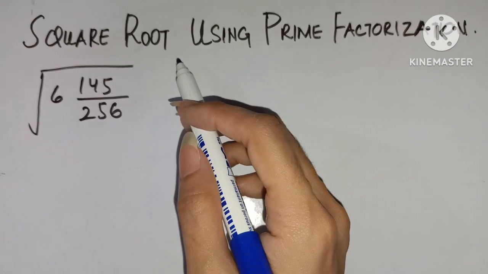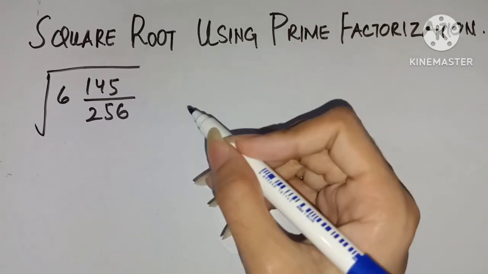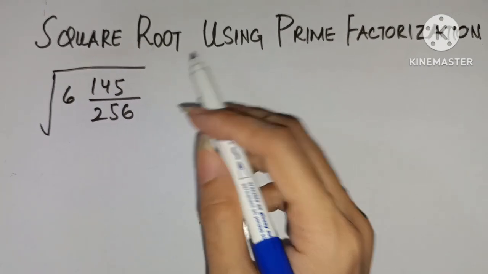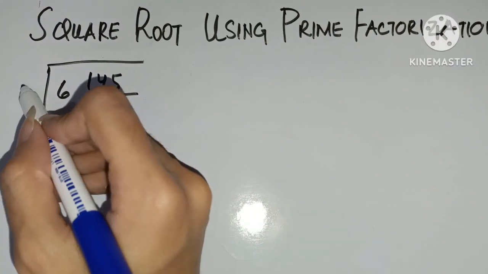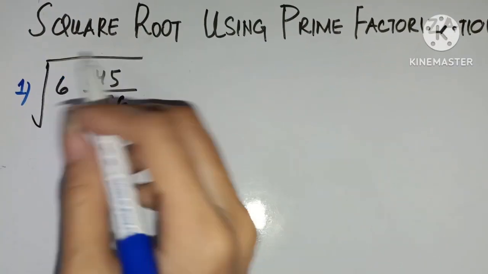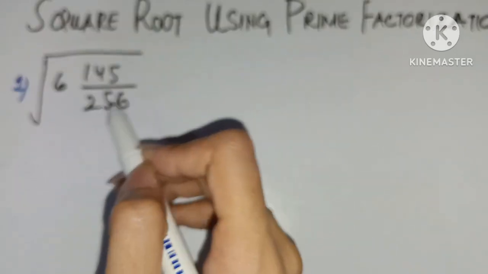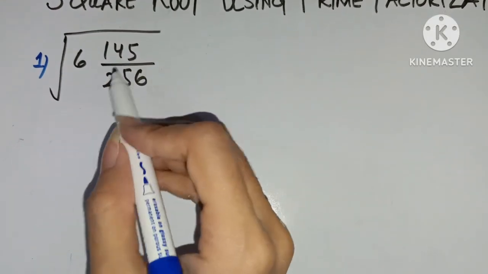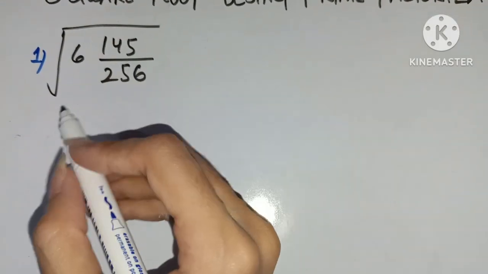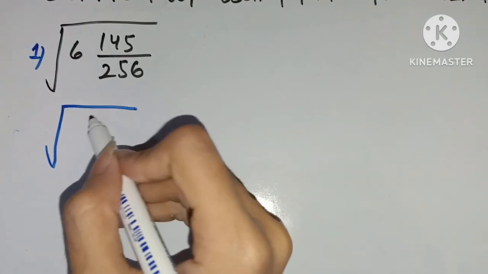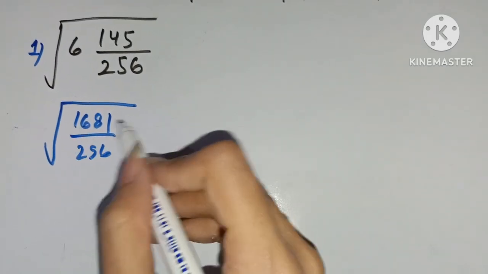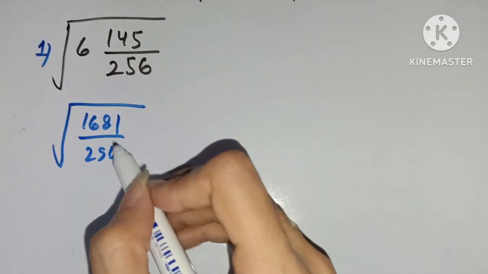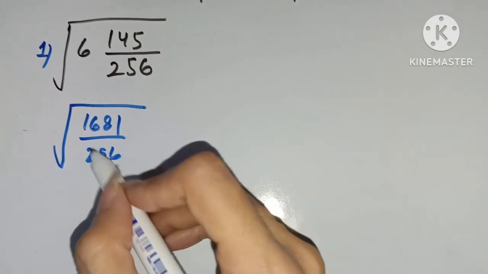Today we are going to do the topic of how to solve the square root using prime factorization. Here we have question number 1: square root of 6 whole number 145 divided by 256. First we will solve the mixed fraction and convert it into fraction form, which will be 1681 divided by 256. Now as you can see, we have 1681 as our number.